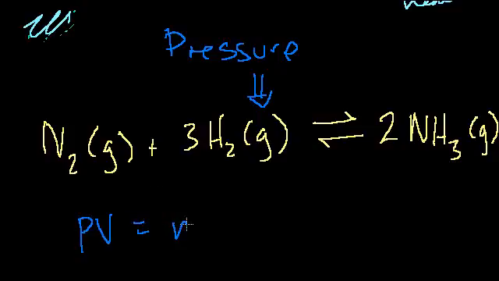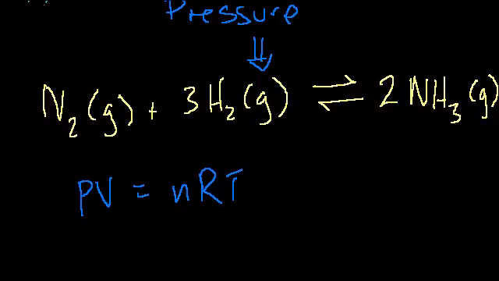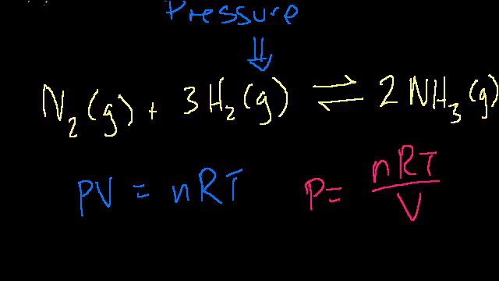PV is equal to nRT. We learned this multiple times, right? And let's say we could write P is equal to nRT over V. Now, if we increase the pressure, how can we relieve that? Remember, Le Chatelier's principle says that whatever is going to happen is going to relieve the stressor. The reaction is going to go in the direction that relieves it. Well, if we lower the number of molecules, that will relieve the pressure, right? You'll have fewer things bouncing against each other.